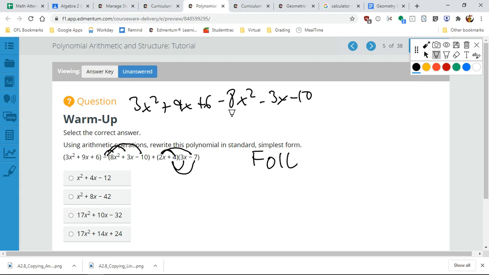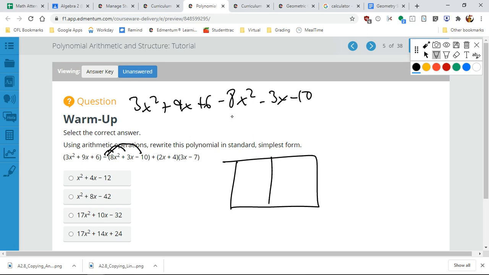A lot of people do it this way because it's just the distributive property, but we're doing it for two things. I'm going to teach you how to FOIL using the box method. The way you do it is we have this box. We put our 2x here and our 4 here. And from here, we write our 3x here and our negative here. Then we're going to multiply these together.